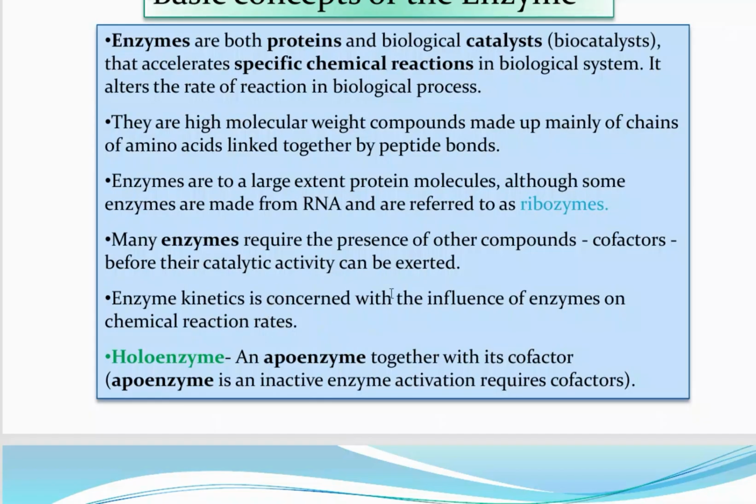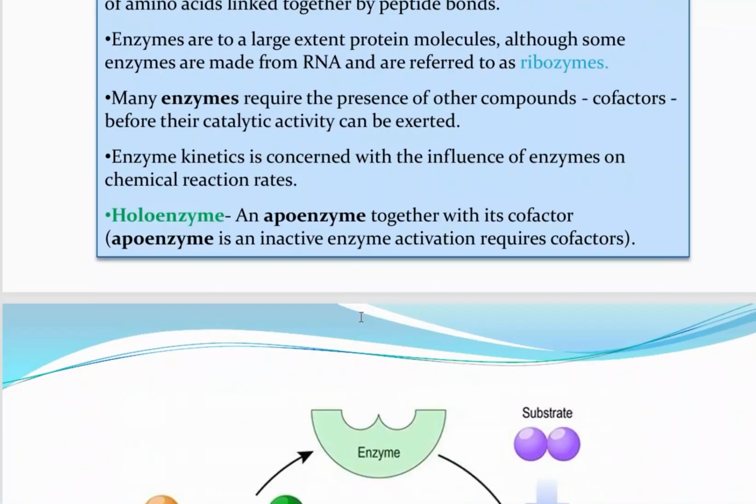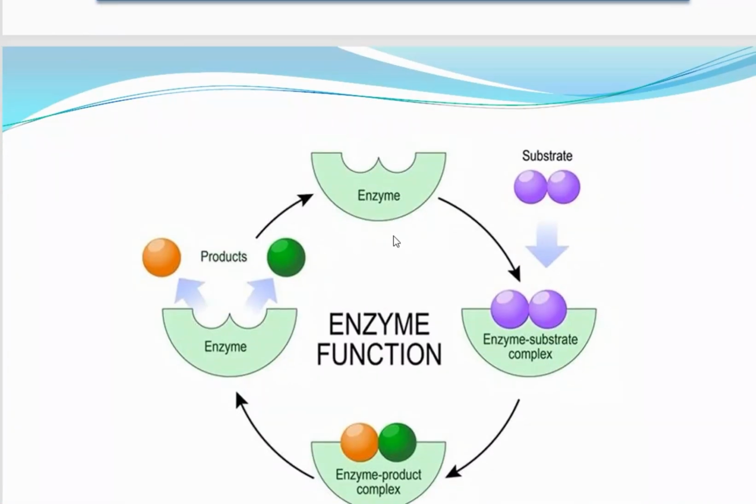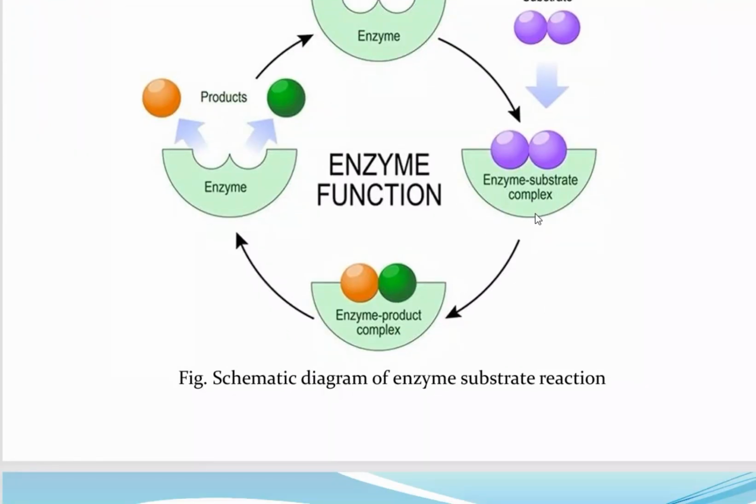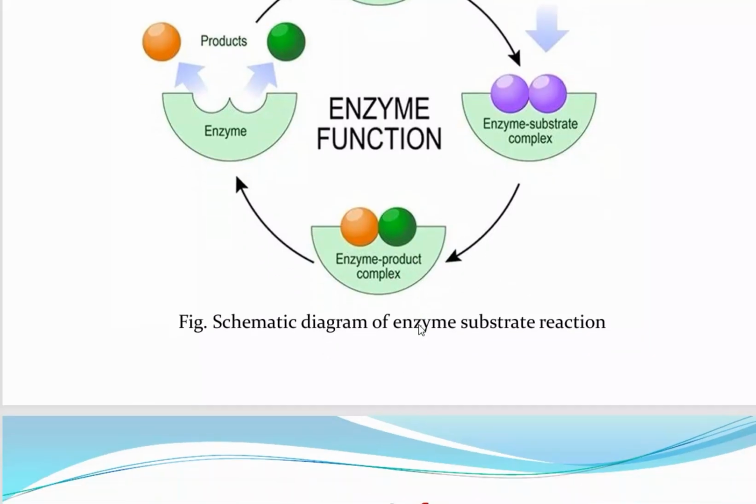Now, enzyme kinetics is concerned with the influence of enzymes on chemical reaction rates. We already know the holoenzyme, that means the whole enzyme. When an apoenzyme comes in contact with a prosthetic group, they form the holoenzyme. Now, when an enzyme binds with the substrate, they form the enzyme substrate complex. And ultimately, it will form the enzyme product complex, then enzyme and products. This schematic diagram represents the enzyme substrate reaction.